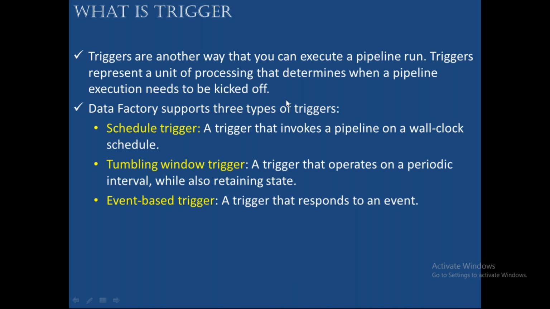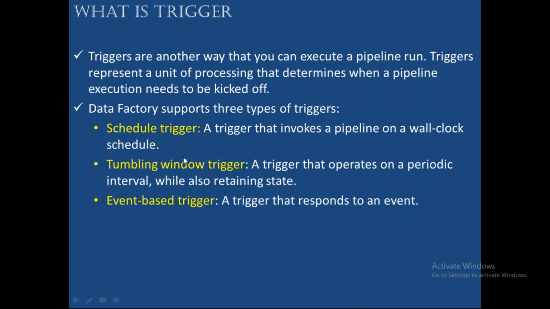Next, you can also create some dependency. If another pipeline succeeded, then only I want to run this particular pipeline. Some kind of dependency you can create by using a tumbling window trigger. But if you use any other trigger, you cannot maintain the dependency. For example, I have pipeline 1 and pipeline 2. Once pipeline 1 is successfully executed, then only I want to run pipeline 2. That kind of dependency you can maintain by using a tumbling window.